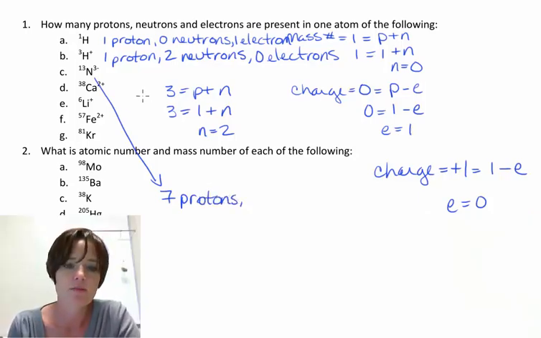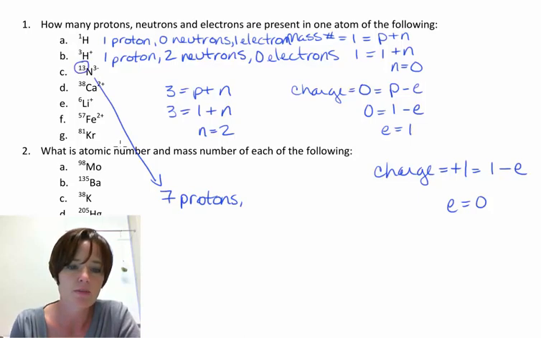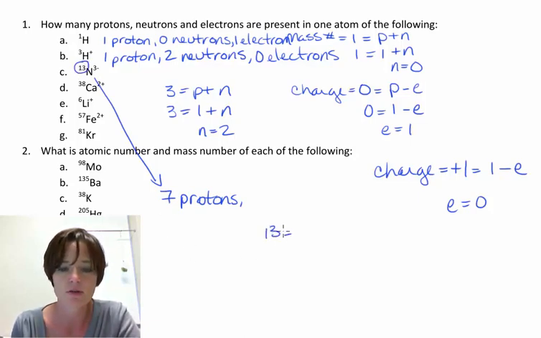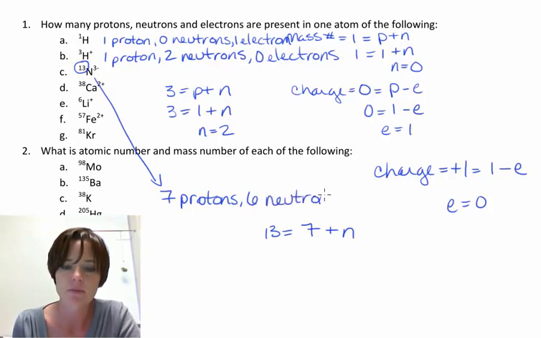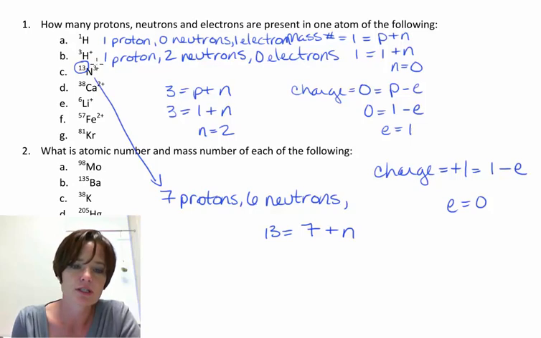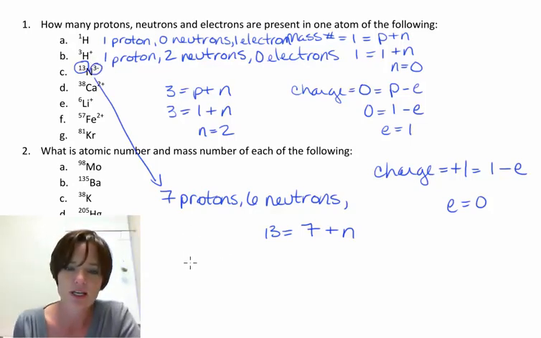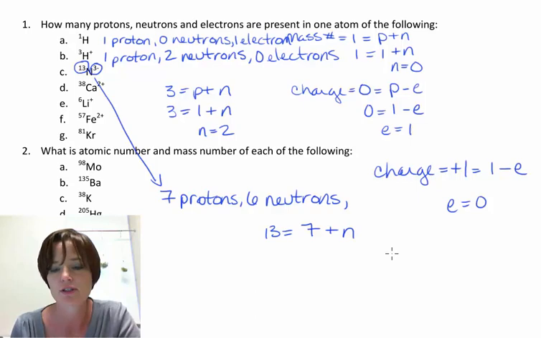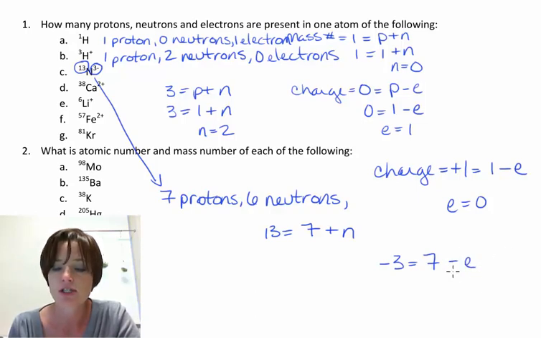If I want to figure out the number of neutrons, I'm going to use my mass number. So here's my mass number. Mass number is equal to 13. So 13, the mass number, is equal to the number of protons, which is 7, plus n. Solve for n. That means we have 6 neutrons in this case. And then for the electrons, notice my charge is -3 or 3 negative. Same thing. So if the charge is equal to -3, it's equal to the number of protons, which is 7, minus the electrons. Solve for your E. So if we solve for E, we're going to end up with 10 electrons here.